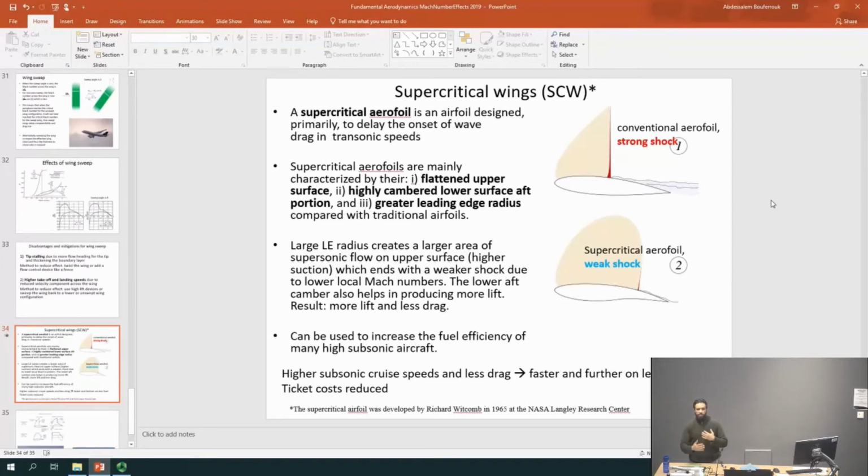Our friends at Airbus, have you worked on supercritical wings? Yes? No? Have they told you about their supercritical wings? Not yet, okay. You are their employees, they haven't, okay.